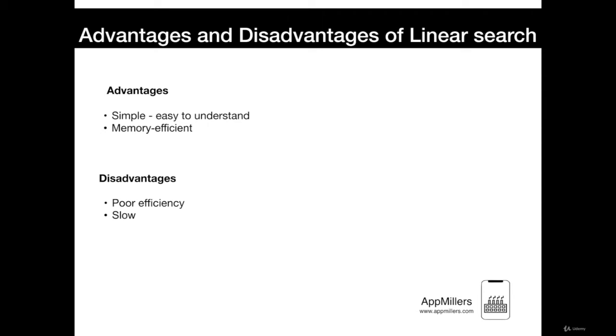Advantages and disadvantages of linear search. The primary advantage of linear search is its simplicity. It's extraordinarily easy to understand, and the implementation is very easy. From an operational standpoint, linear search is also very resource efficient. It does not require copying and partitioning of the array being searched, and this is memory efficient. It also operates equally well on both unsorted and sorted data.